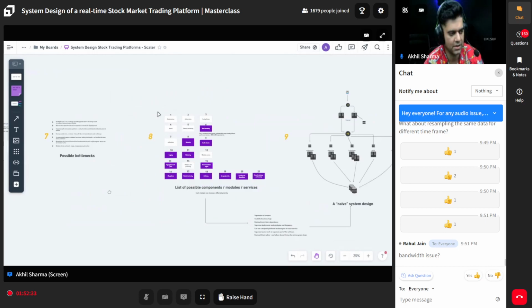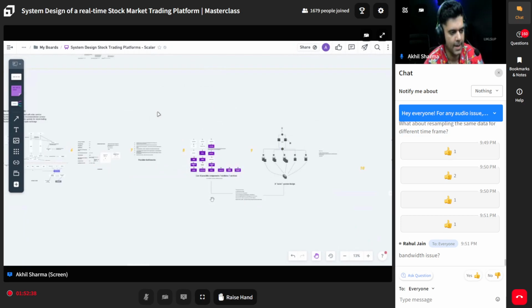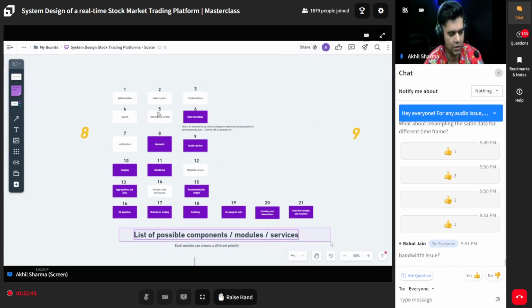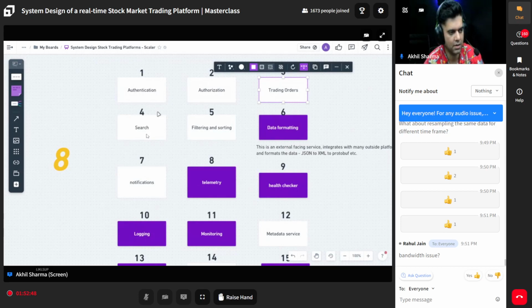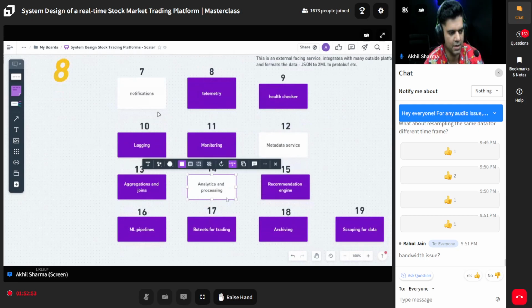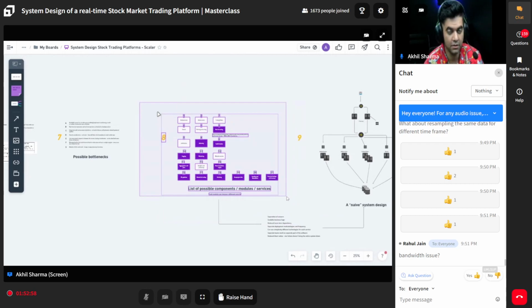Okay. So this exercise that you did here in sections 4 and 5, where you drew the visible and invisible flows, you were doing that because you wanted the list of the possible components and modules. Possible component modules you'll get: authentication, authorization, trading orders, search, filtering, sorting, data formatting, telemetry, notifications, logging, monitoring, metadata service, archiving. All of that information you will get from the flows that you drew. That's why creating those flows was very important. Okay.